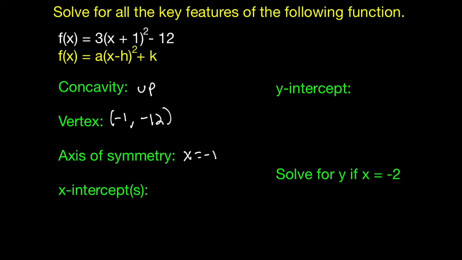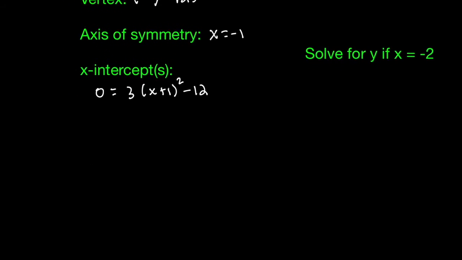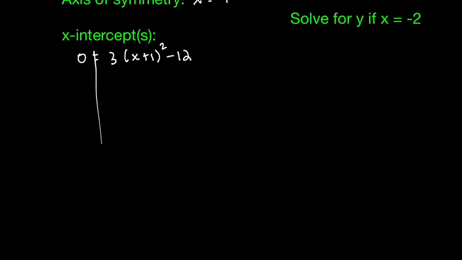For the x-intercept, we're going to have to solve the equation. We're going to let f of x equal 0, and then solve for x. Doing so, we get 0 equals 3 quantity x plus 1 squared minus 12. And now we've got to isolate x. I'm going to first get rid of this constant here. Since we have a negative 12, to move it to the other side, I'm going to have to add 12.